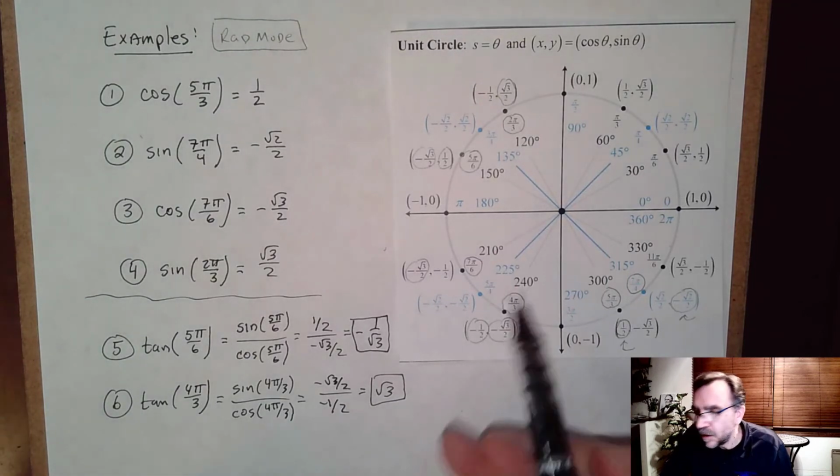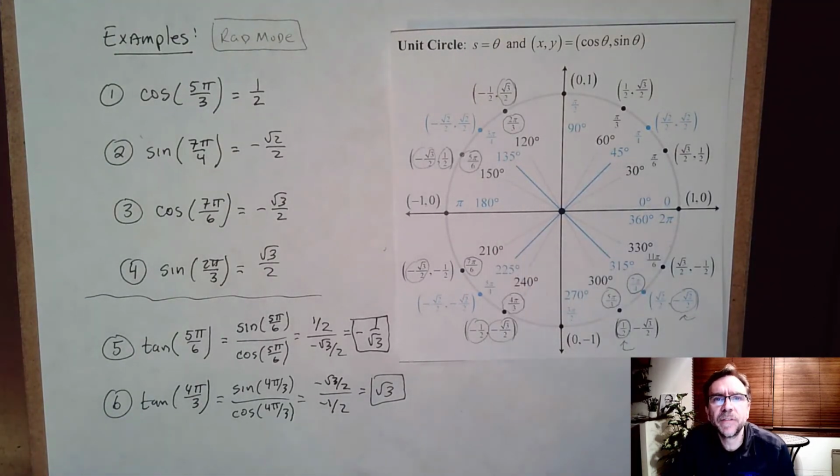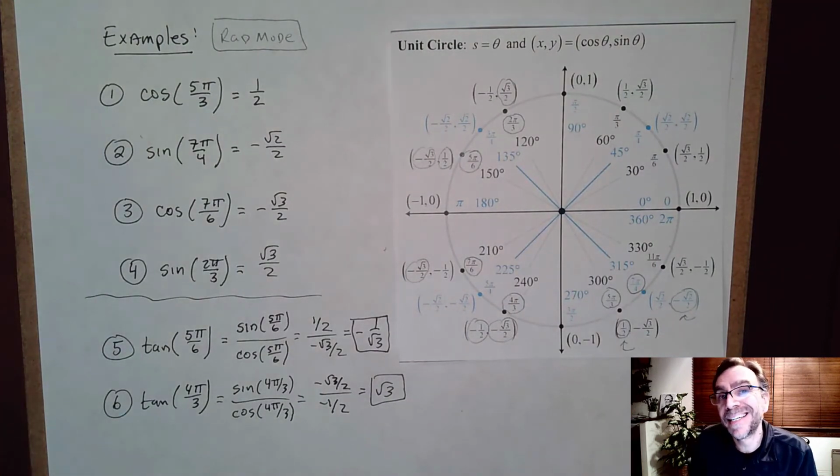So there you go. You can get sine, cosine, and tangent from the unit circle. And then from there, if you needed secant or cosecant, you just reciprocate, right? Whatever you get for sine, cosine, and tangent.